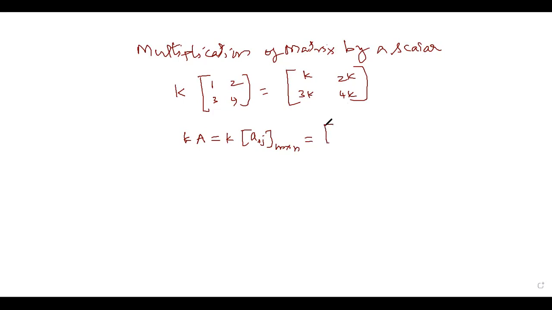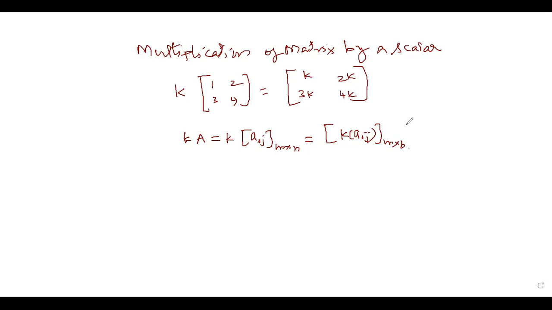So it will multiply with all the elements, k into a_ij, in an m rows, n columns matrix. Okay, so this is the first operation, addition. Then properties of addition: we should study the properties, because in multiplication some properties are not followed.